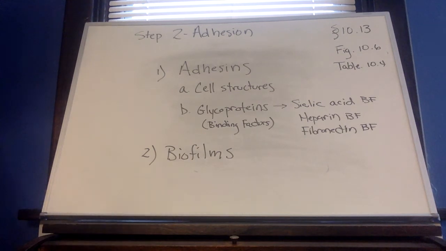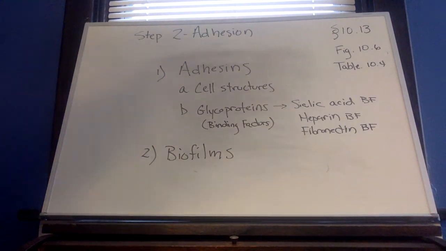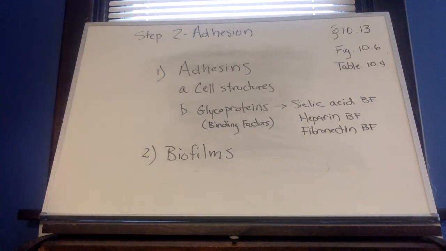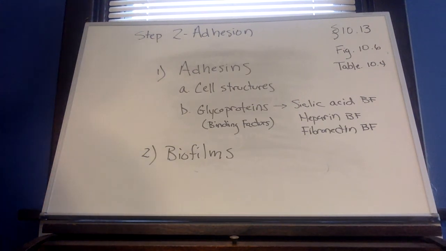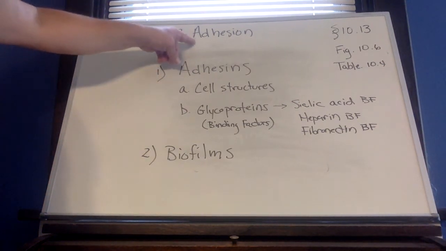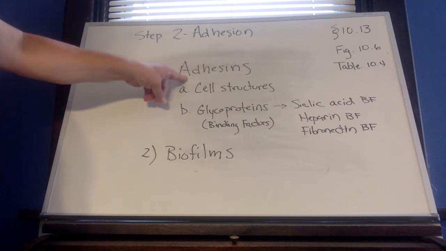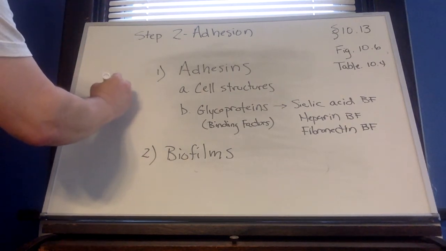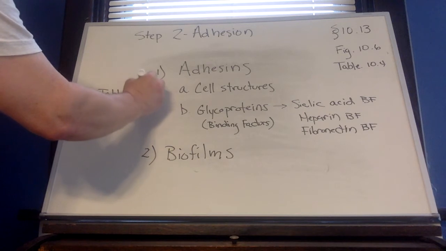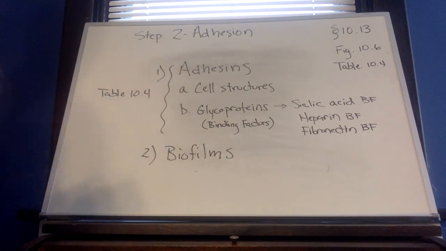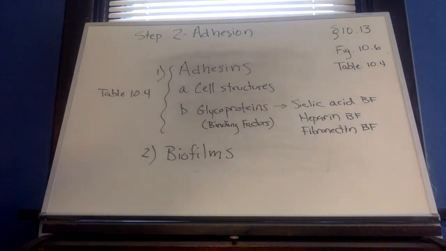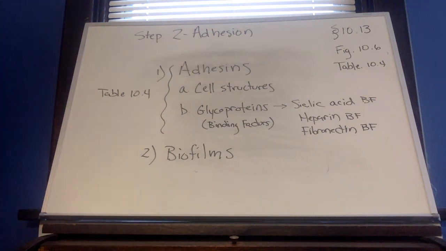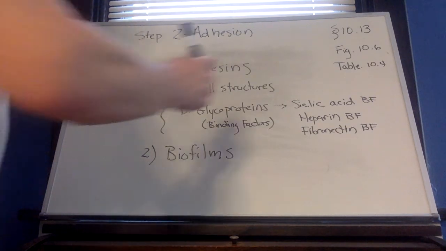There are 2 primary ways that pathogens are going to adhere. One of them is what is called adhesins. Notice, adhesion is a step. Adhesin is different ways you can stick. And these are all in table 10.4. If you look in table 10.4, you can see that there are some cellular structures that will help us to adhere, that are considered adhesins.